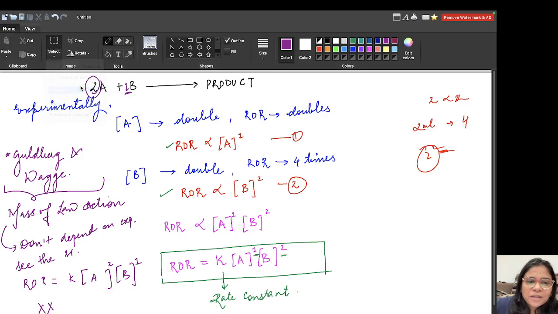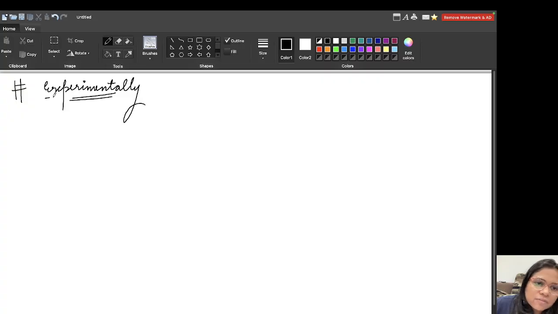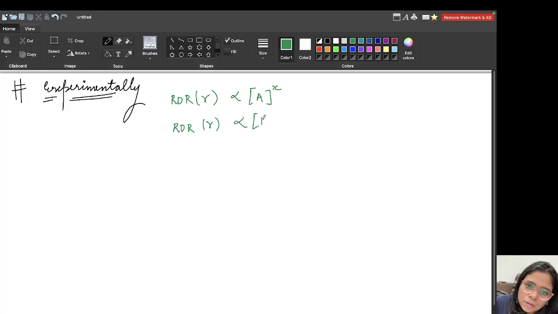Now, what were the experimental things? How do you keep them in mind? This is all experimental, and it changes every time. A might become half, B might become anything. We'll do more questions for your understanding. Supposing the rate of reaction, usually represented by a small r, is experimentally directly proportional to A raised to the power x, and r is directly proportional to B raised to the power y.